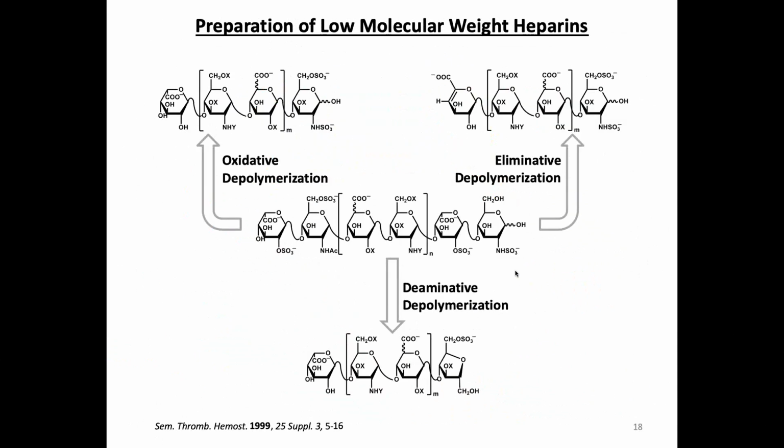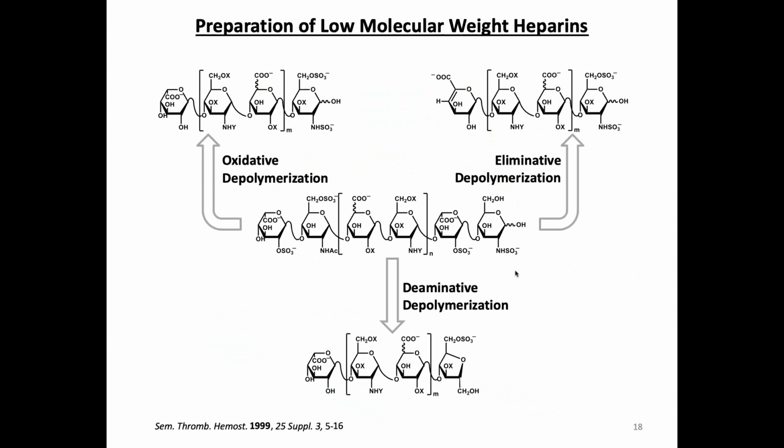And there are a number of ways in which you can break down the chain of heparin. Every pharmaceutical company would be able to generate a new method of preparing low molecular weight heparin. Some of them used an oxidative procedure. Some of them used an eliminative procedure. Some of them used a deaminative procedure. Different methods. Even today, there are papers in 2018, 2019.